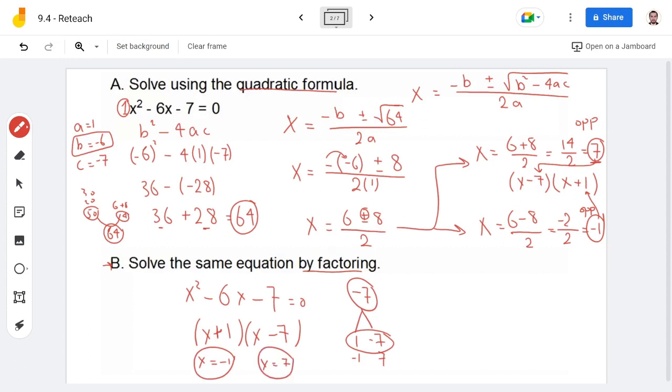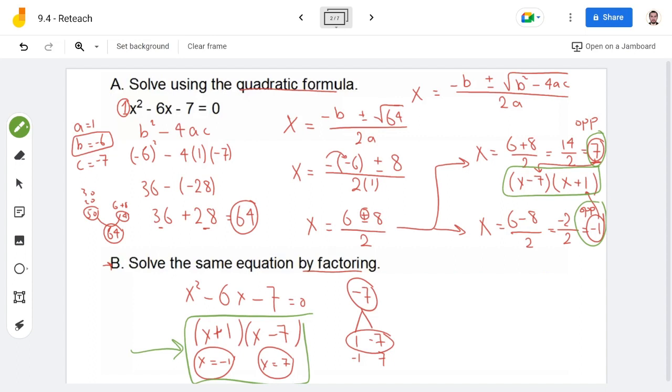Now, look at the question here. Is the solution that I found here the same thing as you can see here? Yes, it's the same. So now, do you see the difference between using the quadratic formula and using factoring? The quadratic formula takes me around 5 minutes to solve the question. Factoring takes me only 1 or 2 minutes.